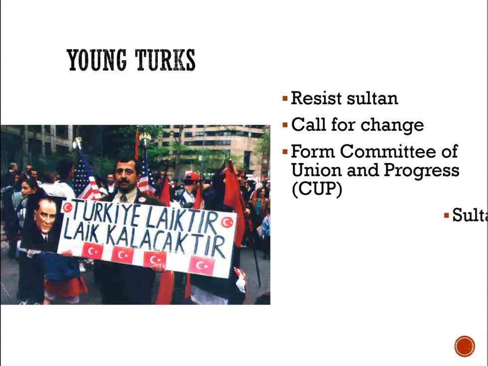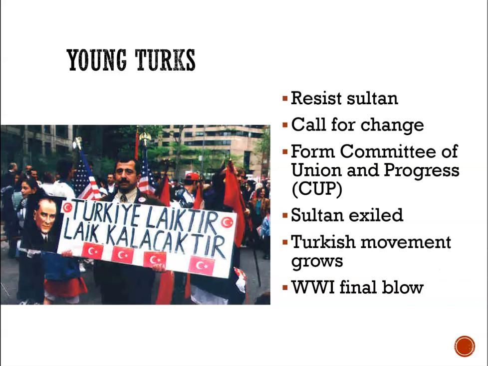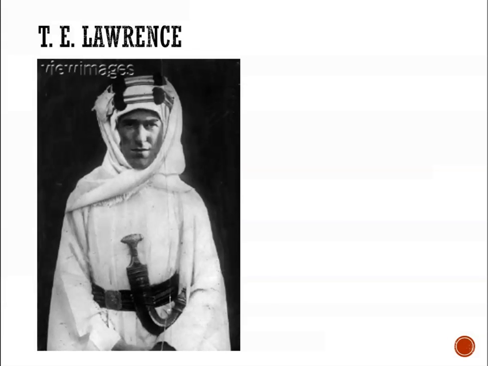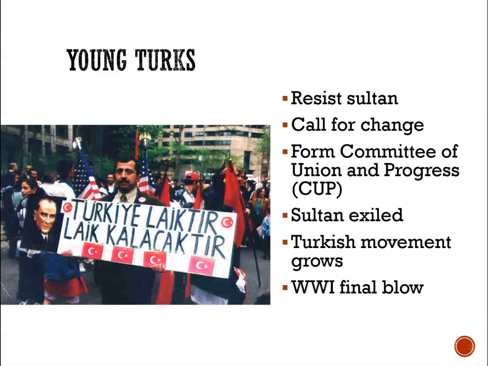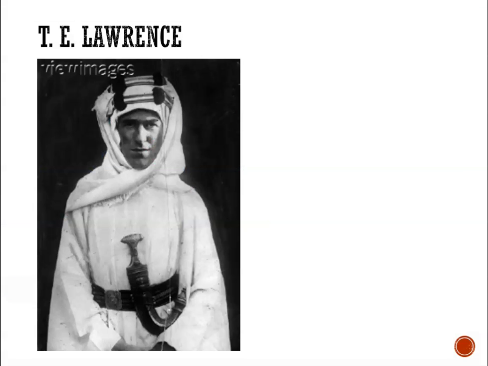So they formed the Committee on Union and Progress, CUP, and eventually the Sultan is exiled out of the Ottoman Empire, and it's in large measure done by these Turkish nationalists who are often called Young Turks. By the way, Young Turks are not always young, and they're not always Turks, so it's a bit of a misnomer, but it's basically a Turkish movement, a movement for an independent Turkish state. And of course, World War I is the final blow to the Ottoman Empire, when it will basically go out of existence shortly after World War I.